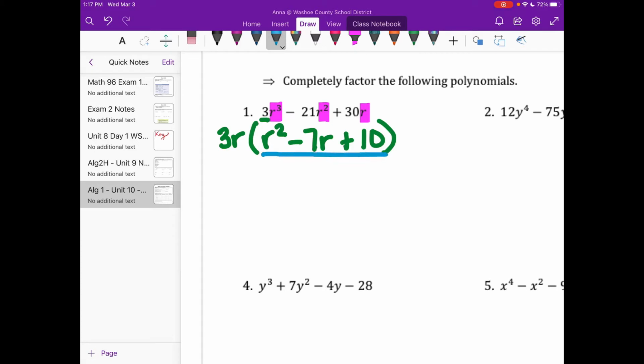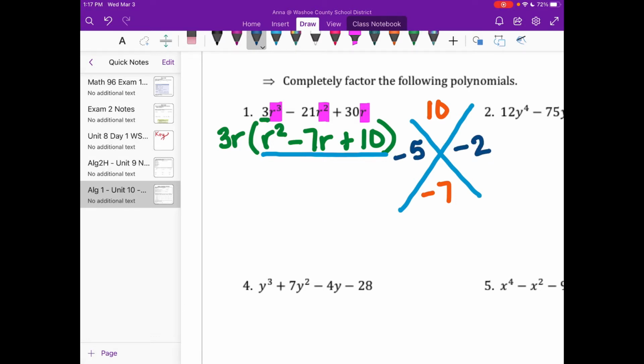Now let's look inside our parentheses. Inside, look at that, we got an easy trinomial. Oh, life is good. So we're just going to look inside when we set up our big X. Our first times our last, 1 times 10 is 10. And our middle is negative 7. So I need 2 things that multiply to make 10 and add to make negative 7. So I know they're both going to be negative.